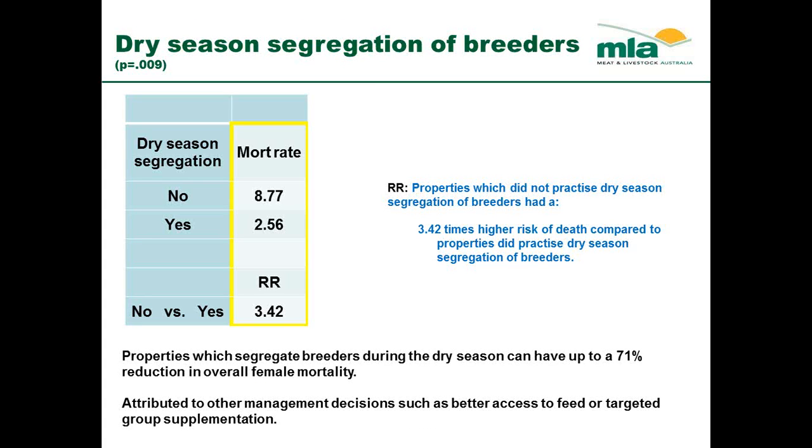In terms of dry season segregation of breeders, you'll see that the mortality rate was 8.77% where dry season segregation was not practiced. The mortality rate decreased to 2.56% where there was dry season segregation. So the relative risk factor there is quite large at 3.42. Another way of saying the same thing, properties which segregate breeders during the dry can have up to a 71% reduction in overall female mortality. And of course, what's happening is being attributed to other management decisions, and they could be better access to feed or targeted group supplementation as a result of that dry season segregation.